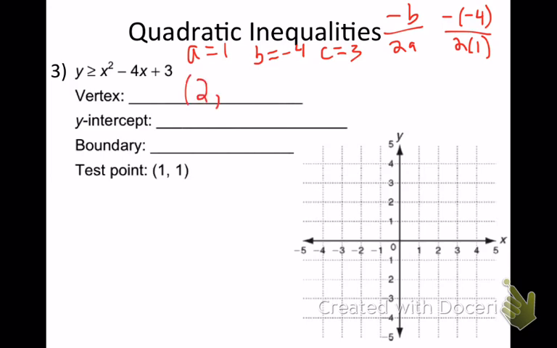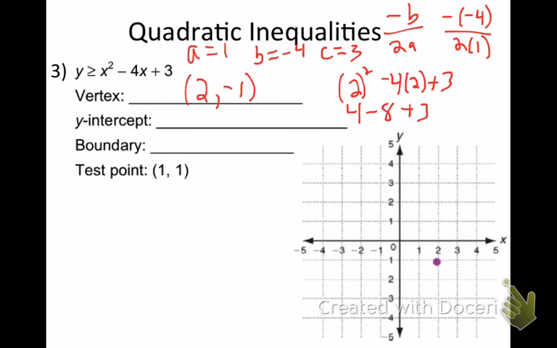So my vertex is going to be 2 comma something. How do I find the y value? I take that 2 and plug it in. So I get 2 squared minus 4 times 2 plus 3, because again, I'm plugging it into my equation. 2 squared is 4. 4 minus 8 plus 3 gets me my vertex located where? 2, negative 1. Awesome.